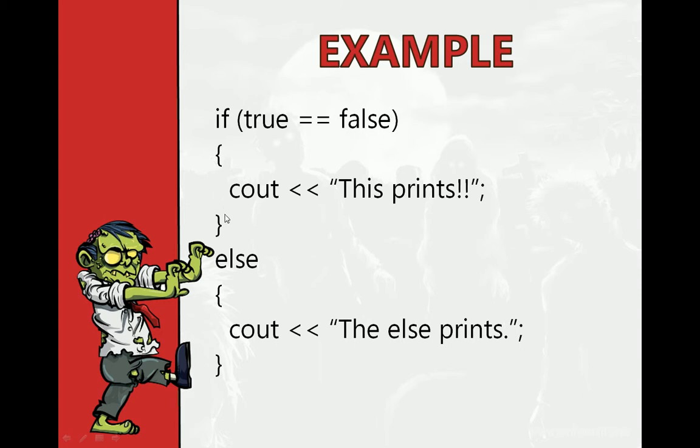I have an open close curly brace for my if block. I have the word else, and I have an open and close curly brace for my else block. So this is what the word else does for us. If this is true, then this happens. Else, well, then this happens. If I hit the zombie in the head, he's dead.